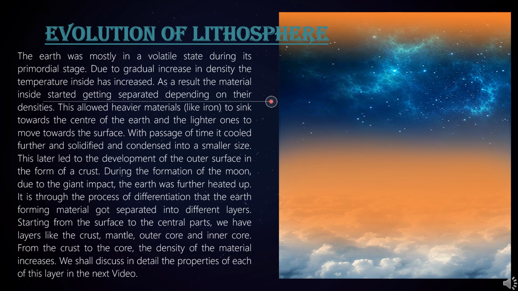During the formation of the Moon, due to the giant impact, the Earth was further heated up. It is through the process of differentiation that the Earth-forming material got separated into different layers. Starting from the surface to the central parts, we have layers like the crust, mantle, outer core and inner core. From the crust to the core, the density of the material increases. We shall discuss in detail the properties of each of these layers in the next video.